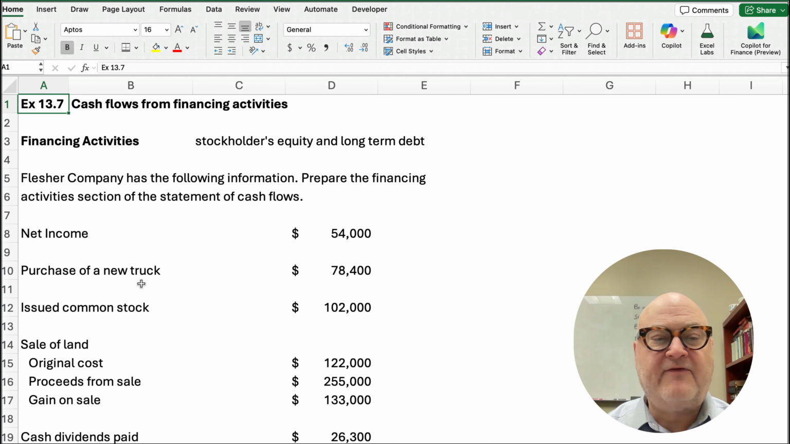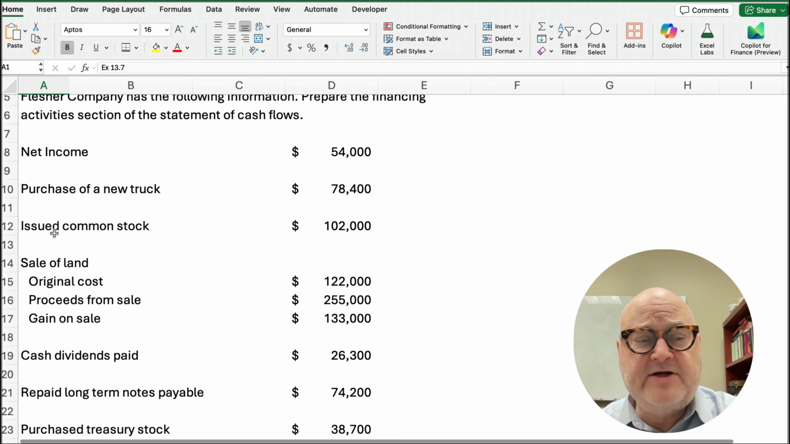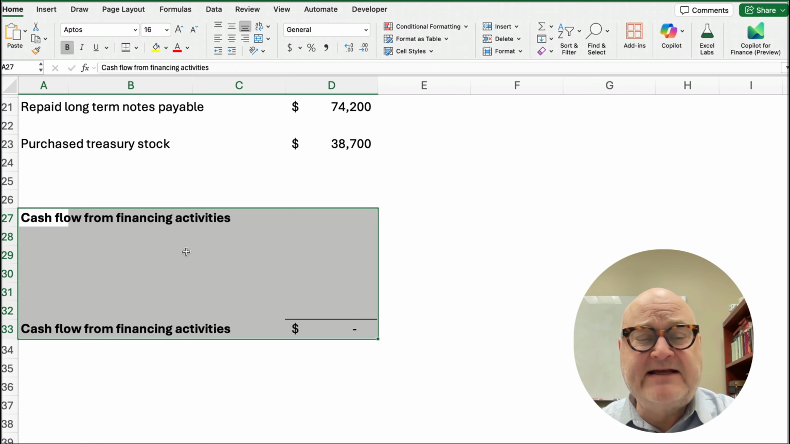Now, what do we know about financing activities? Financing activities are anything having to do with stockholders' equity, so issuing stock or repurchasing stock, dividends, could be common stock, could be preferred stock, anything to do with long-term debt, so issuing bonds, repaying long-term notes, borrowing on a long-term note, and so on. So let's look at this problem and build the financing activity section of the statement of cash flows. Now here's what we have. We have lots of information, and I'm going to build the financing activity section at the bottom.